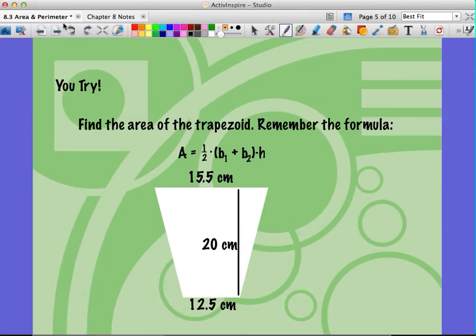On your own, I would like you to try to find the area of this trapezoid. I'd like you to do it without using a calculator. I want you to practice multiplying with a decimal. Make sure to come in on Monday ready to go over this lesson and with any questions that you may have.